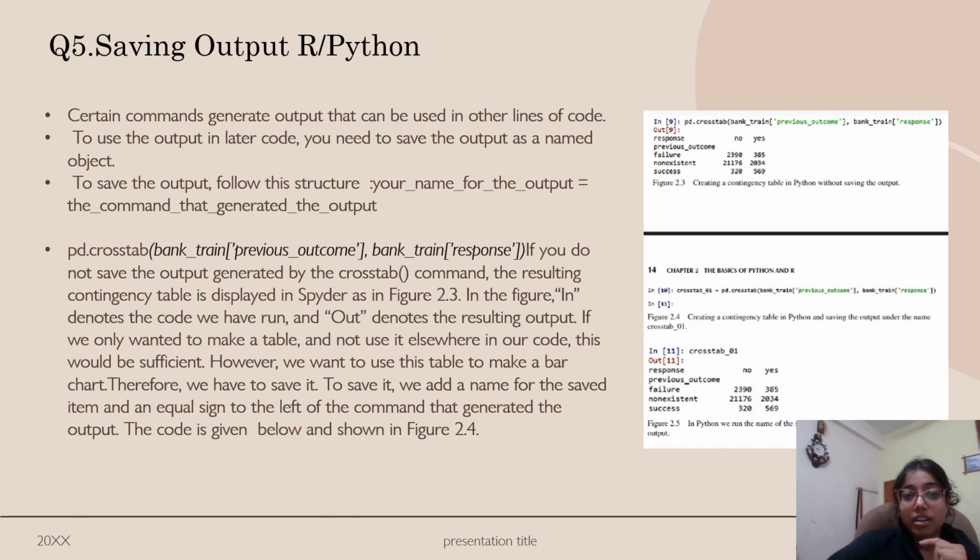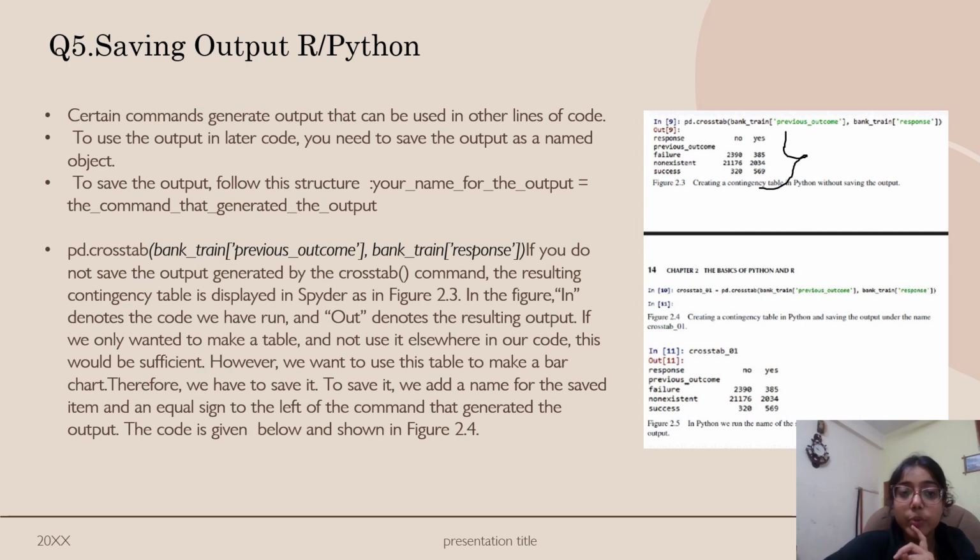pd.crosstab(bank_train['previous_outcome'], bank_train['response']). If you do not save the output generated by the crosstab command, the resulting contingency table is displayed in Spyder, as in figure 2.3. Here we can see figure 2.3, and we have not used crosstab here. So the resulting contingency table will look like this. In the figure, In denotes the code we have run and Out denotes the resulting output. This is In and this is Out.